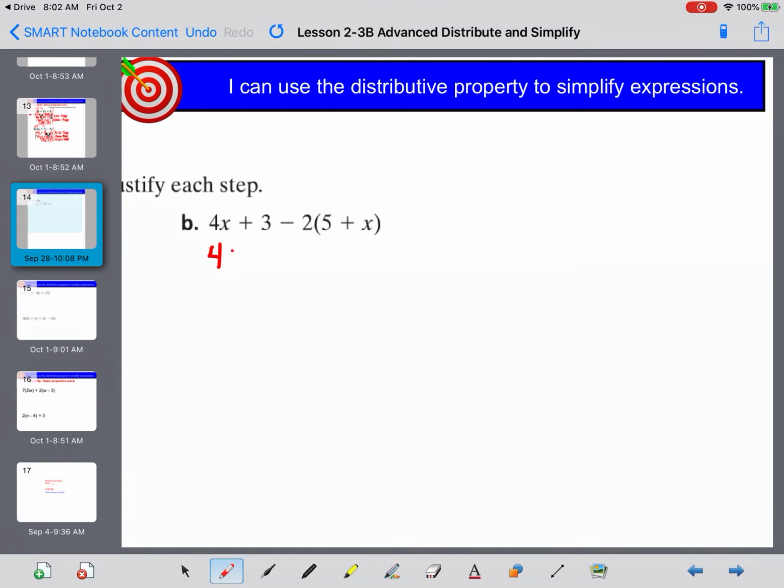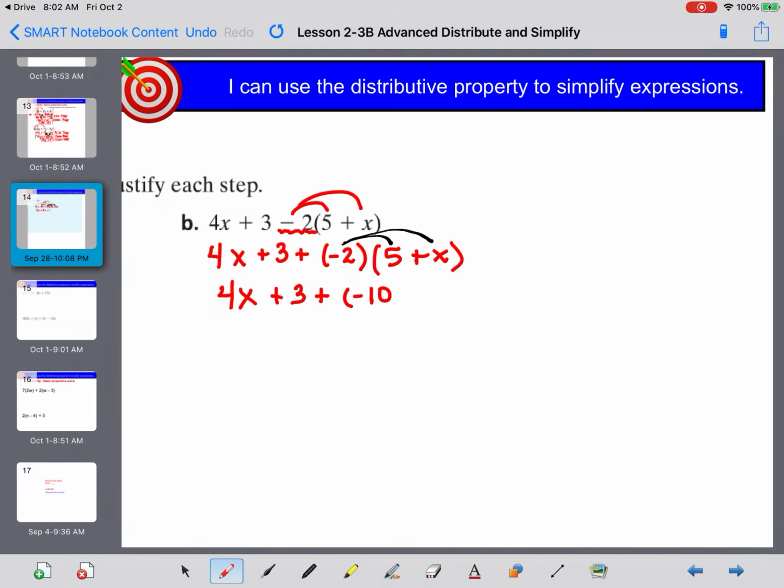Okay, so first step was to change all subtraction to adding the opposite. That makes it really clear that you're actually distributing the negative 2. A lot of kids get that wrong, but if you remember to switch all subtraction to adding the opposite, you'll always remember to distribute the negative 2. I promise you there's a question just like this on your quiz and on your test, so I want to make sure you know how to do this part. So that's negative 10 plus negative 2x.